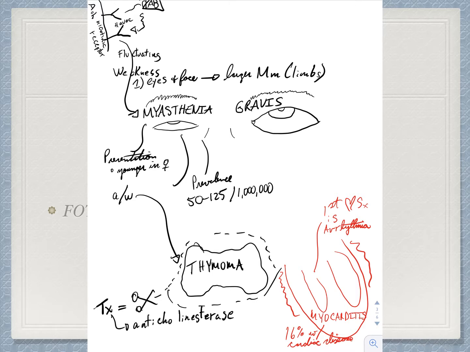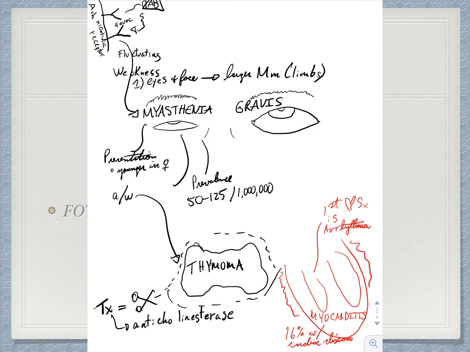Fluctuating weakness. Presentation is earlier on in females. The prevalence is 50 to 125 per every 1 million. It is associated with benign tumors and malignant tumors, mainly with thymomas. And one part of the treatment is to take the thymoma out and anticholinesterase. Okay, so anticholinesterase. Yeah, you want more acetylcholine in the synaptic space.